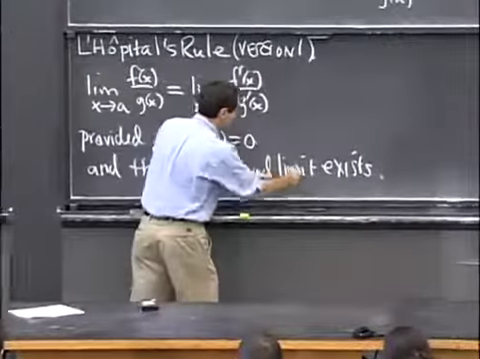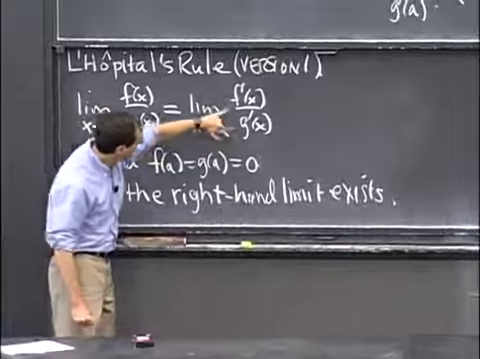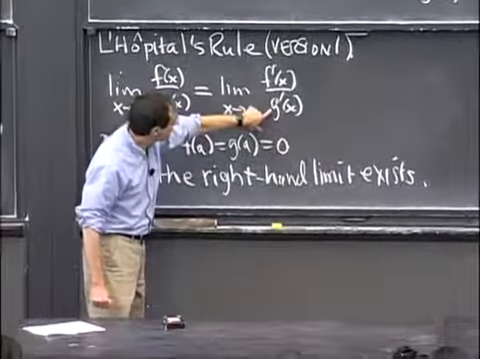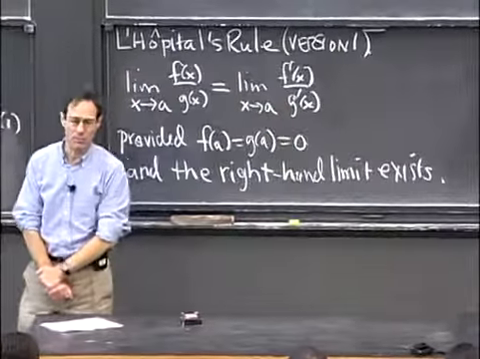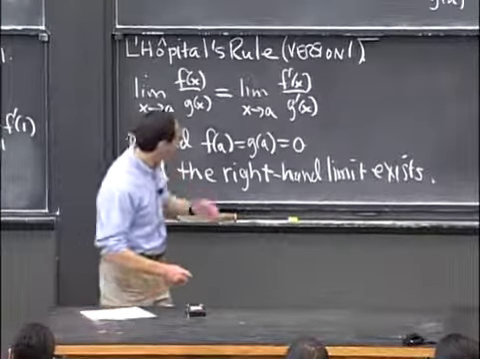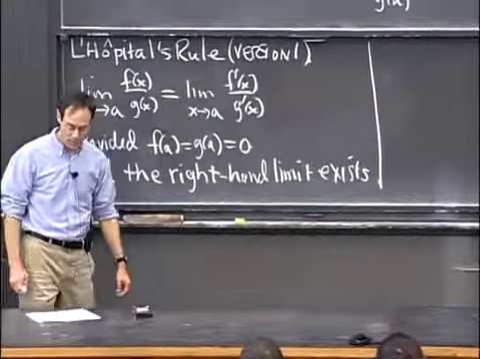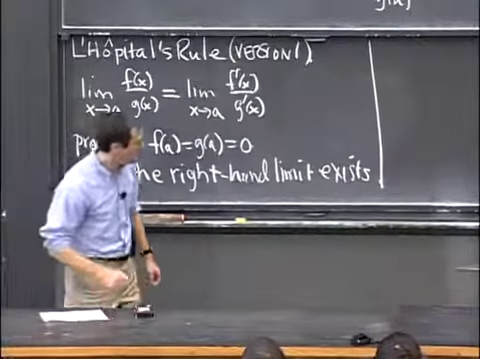It works if this limit makes sense and this limit exists. Now notice I didn't claim that the denominator had to be non-zero. So that's what's going to help us a little bit in a few examples. Well, so let me give you a couple examples, and then we'll go further. Now, this is only version 1, but first we have to understand how this one works.